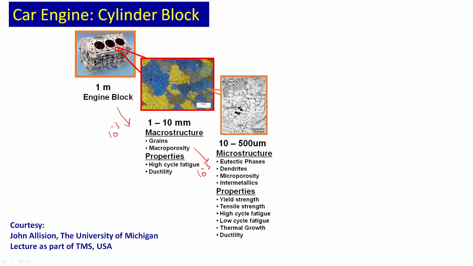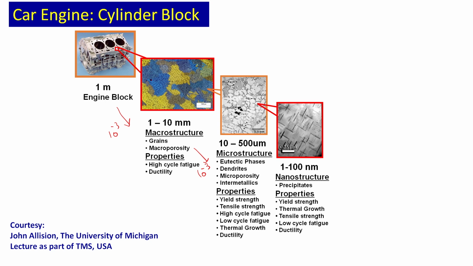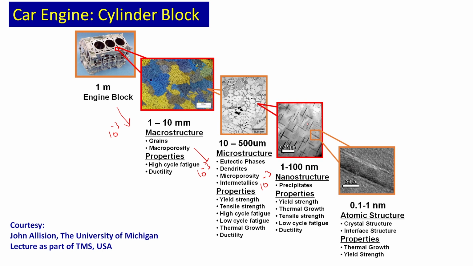thermal growth and ductility. Finally, you can go down even further to the nanometric scale, that is another 10 to the minus 3 scale down. You can clearly see the precipitates here, and the precipitates will control yield strength, tensile strength, fatigue properties, ductility, everything. Finally, you can go down even to 0.1 nanometers, which is atomic structure. There you can find out the crystal structure and interface structures.